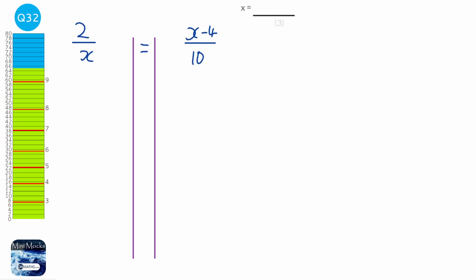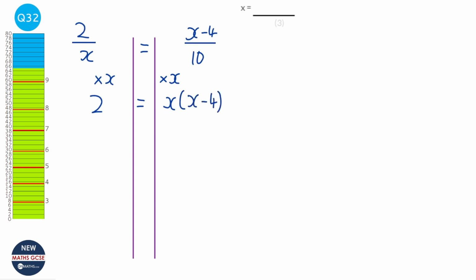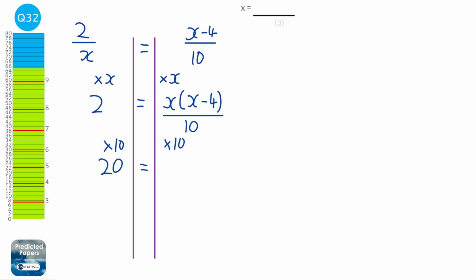Okay, so the first thing I'm going to do is times both sides by x to get rid of the fraction on the left-hand side. So we're just left with 2 on the left-hand side, and when I times that by x, I times the numerator, because whenever you times a fraction by something, it's the numerator you multiply, and the denominator just stays the same. Okay, next I'm going to times by 10 to get rid of the denominator on the right-hand side. 2 times 10 is 20 equals, and then that just gets rid of that over 10. I'm going to expand the numerator while I'm here.